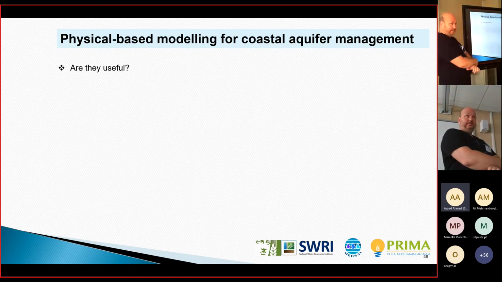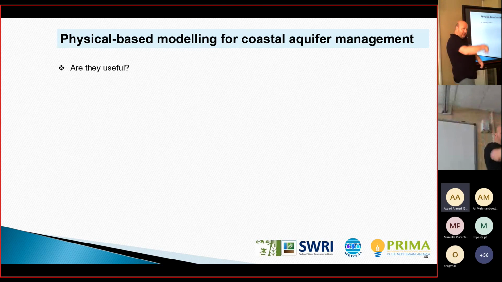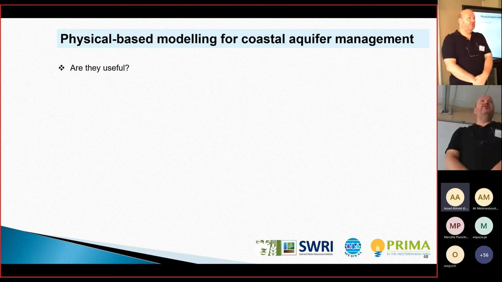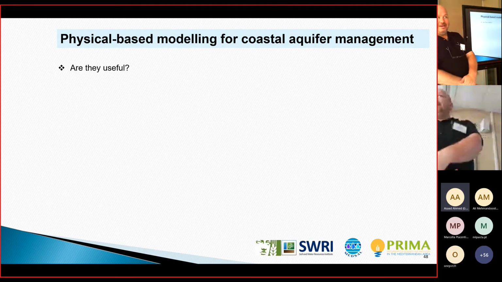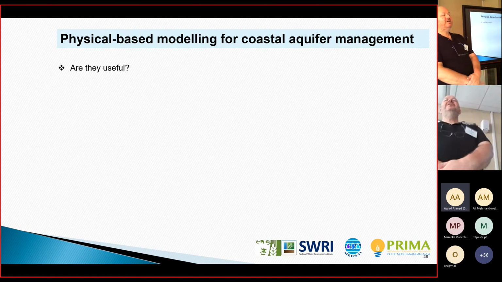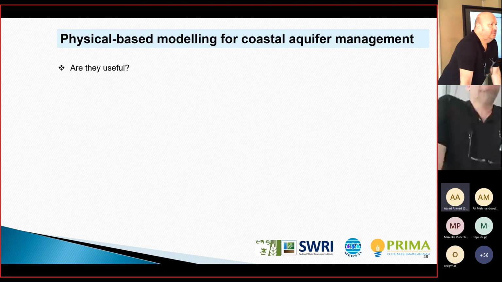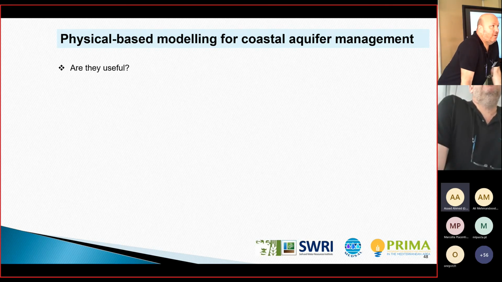So now that we have seen the physical-based model for the management of a coastal aquifer, we may ask ourselves, and actually I'm asking you, if you think that they are useful. Do we really need them for the management of the coastal aquifer? Yes, no, and why? It's just opinions. Would you like someone to say their opinion? Do we need them or we don't need them? Or which are the problems for using this kind of models for coastal aquifer management particularly?